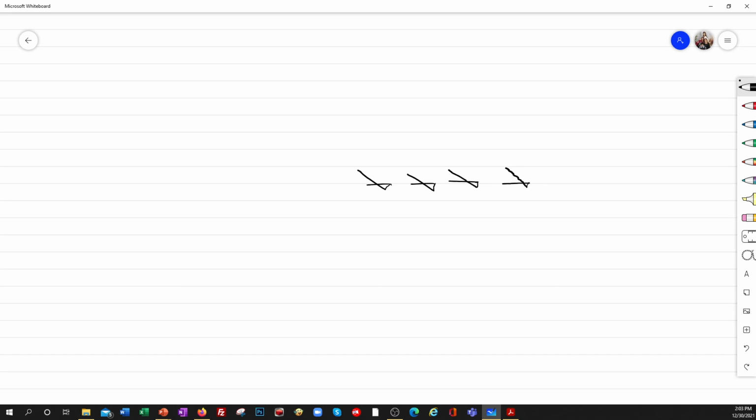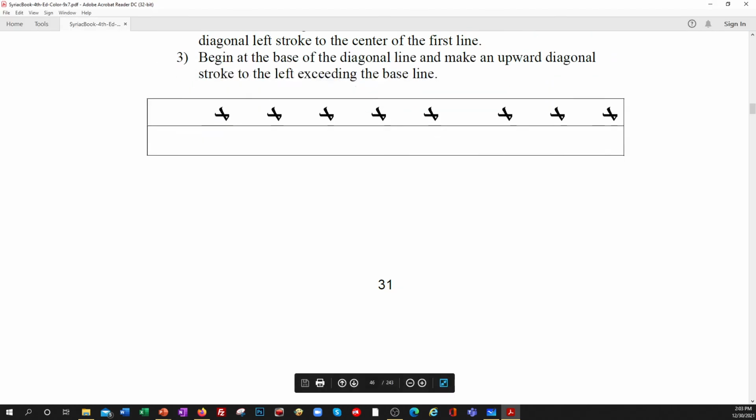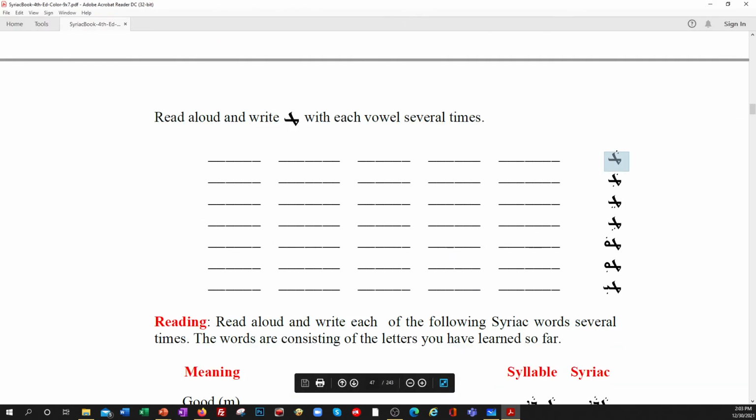Teth is t without any vowel. With the pthaha, ta; zlama pshiqa, t; zlama qishya, te; rwaha, to; rwasa, tu; and then ti. Words we have, again, these are with a vowel. Ta, ta, t, te, to, tu, ti.